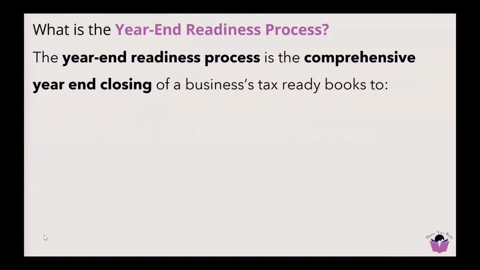But now let's cover year-end ready. So the year-end readiness process is a comprehensive year-end closing of a business's tax-ready books. That's really important from the beginning. You are now having that very comprehensive year-end closing. So when I said a moment ago it's just dotting I's and crossing T's, yeah, but you're really creating a process for that. So that way I can really feel confident that my clients are ready to do what?